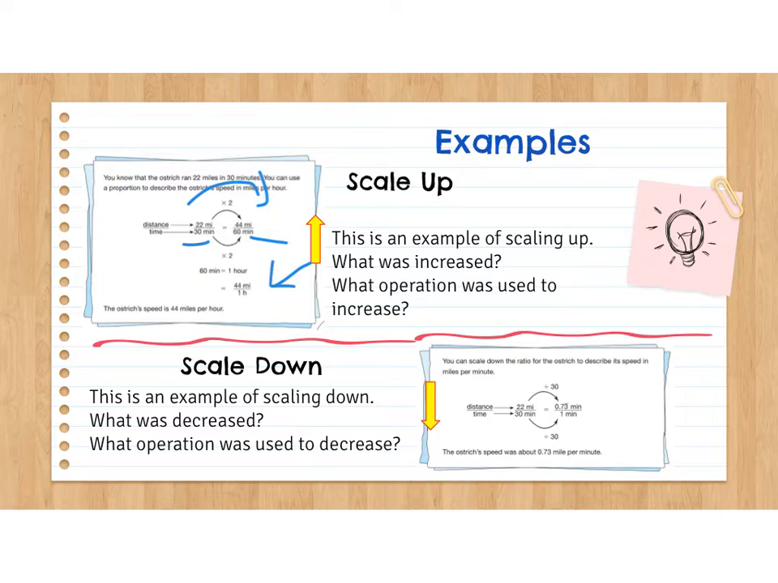Now let's look at an example when we scale down. Remember, when we are decreasing, we'll be using the operation of division. We're going to go from 30 minutes to 1 minute, so we're scaling down by 30. Divide by 30, so we scale down our distance by 30, which means the ostrich speed is about 0.73 hundredths of a mile per minute.